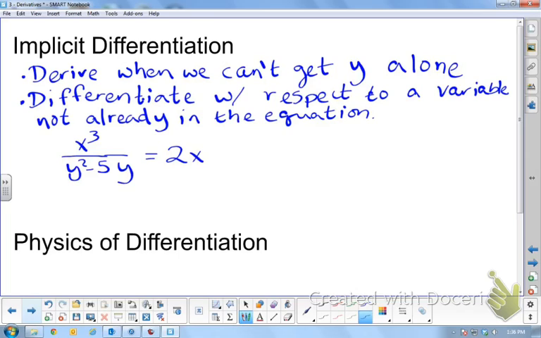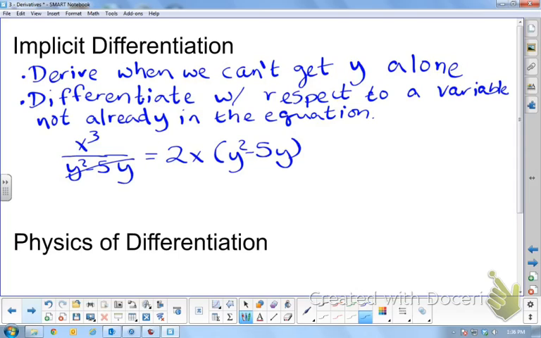Let's take this equation and differentiate it. So again, on this one, I cannot get y alone whatsoever. I could try and I would just fail. I could maybe clean it up a bit so it's not as hard to differentiate. What could we kind of do to maybe not make this as hard to differentiate? Could we multiply by y squared minus 5y? Usually, we want to get rid of fractions. So if we multiply by y squared minus 5y, we get to do product rule instead of quotient rule.